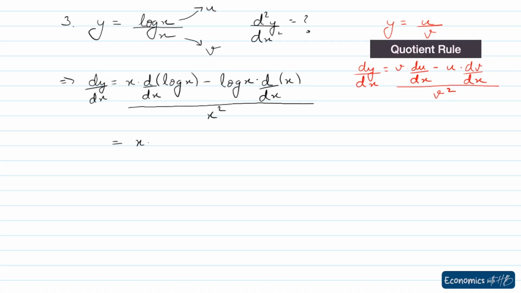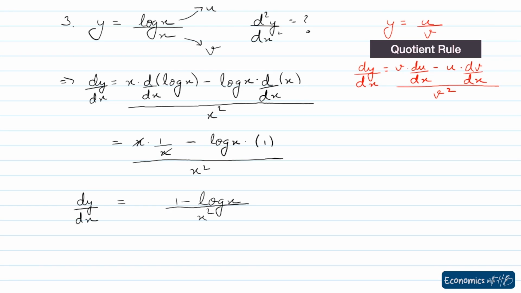Simplifying, we get x into derivative of log x is 1 by x minus log x into derivative of x is 1 over x square. This x and x cancel out. We get dy by dx is equal to 1 minus log x over x square.